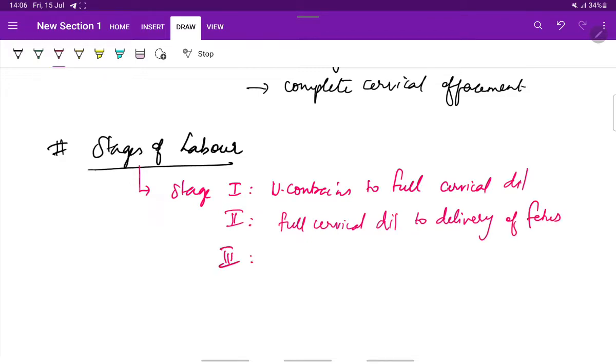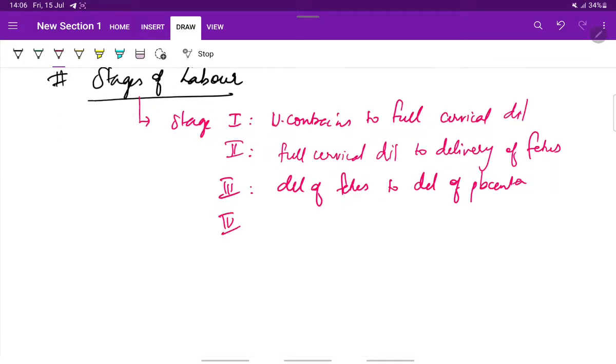Stage 3 is the delivery of fetus to the delivery of placenta, and there is also stage 4, which is up to 2 hours post delivery. These are the main stages of labor.